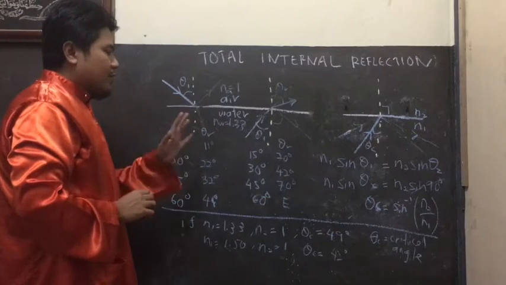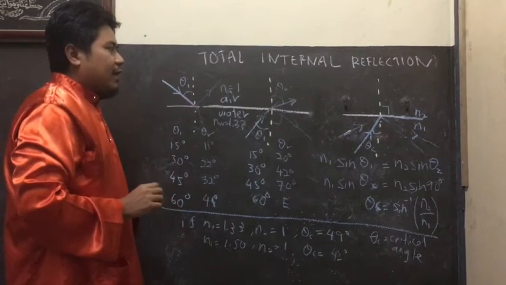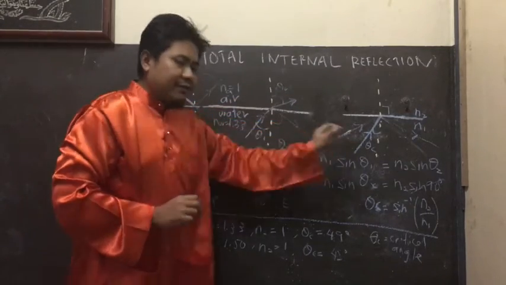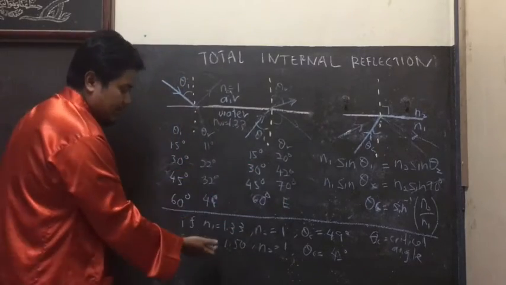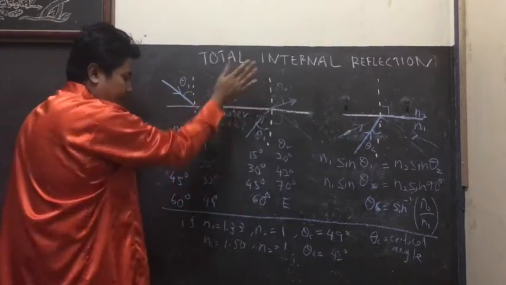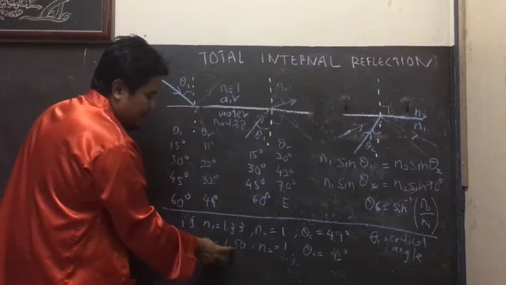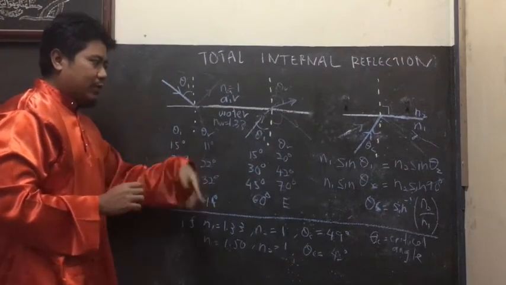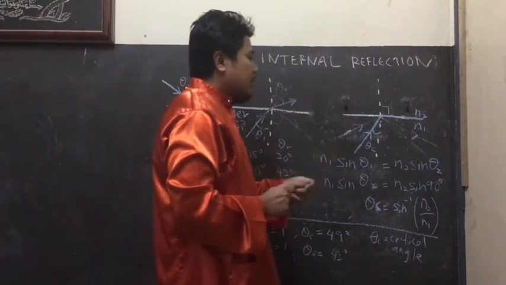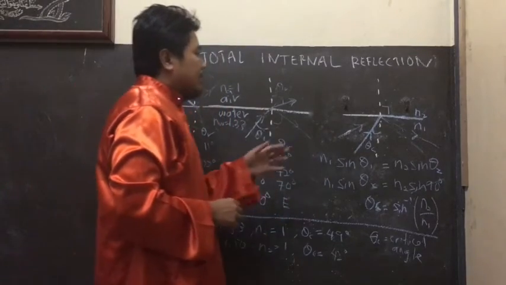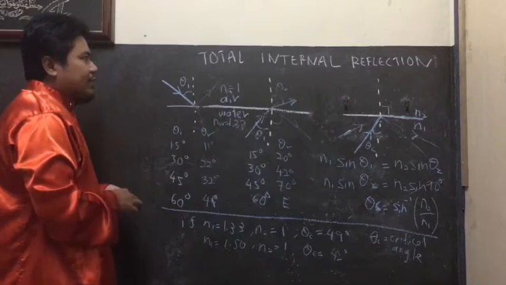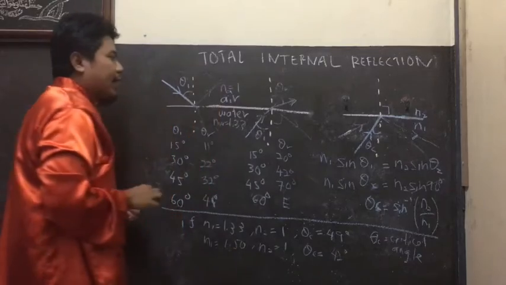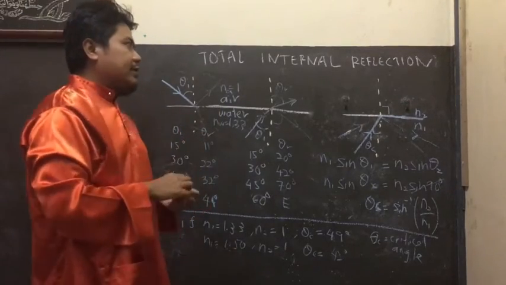Okay, so this is for water and air. If we have glass and air, the value will be different. Try it: for glass and air, it will be 1.5, and your critical angle should be 42. That means your critical angle will be lower than water. If you look into this situation, total internal reflection cannot occur in this case. It only occurs in this case. So we can have conditions for total internal reflection to occur.